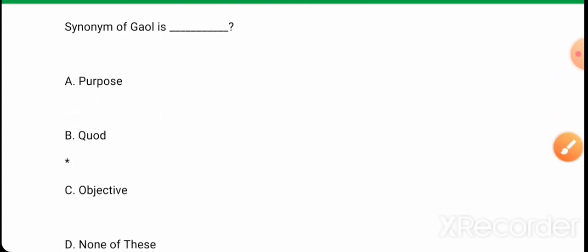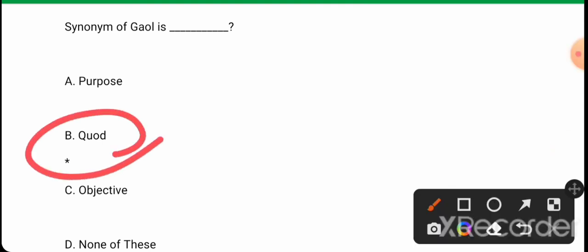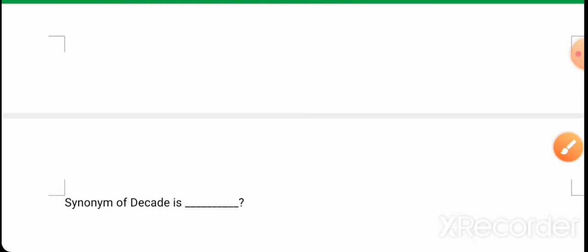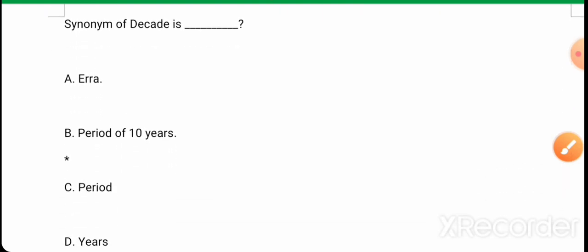Next question, synonym of gall, its answer is option B, quart. Next question, synonym of decade, its answer is option B, period of 10 years.